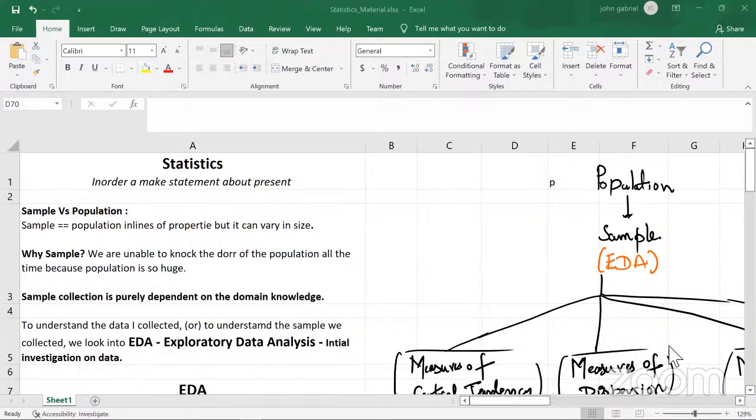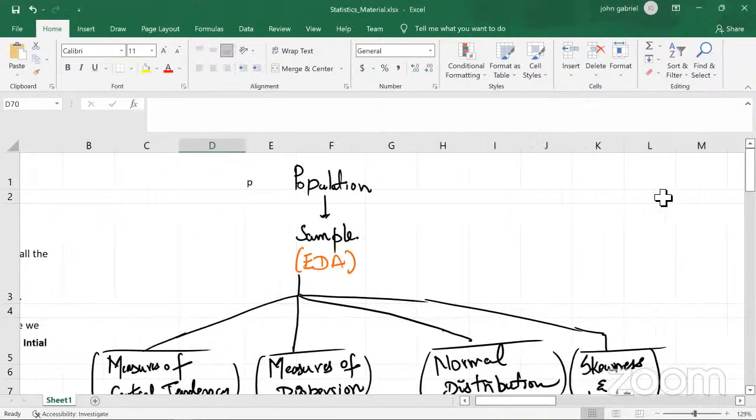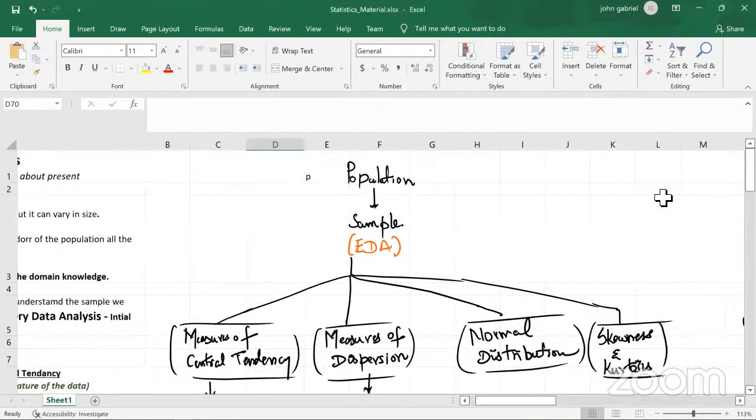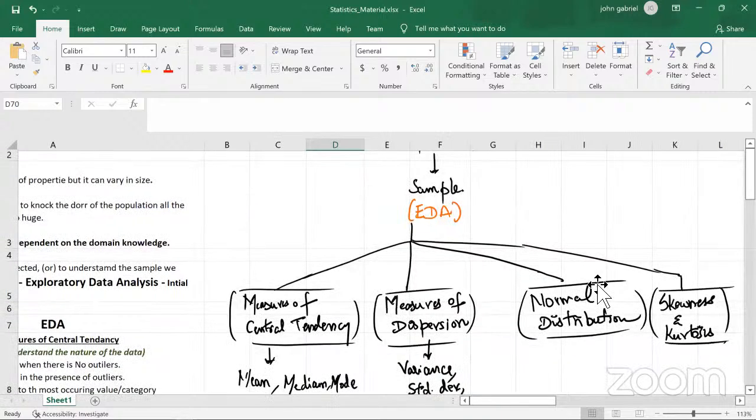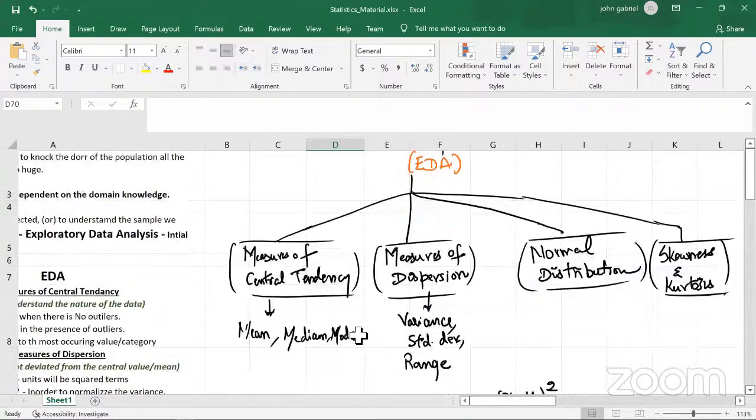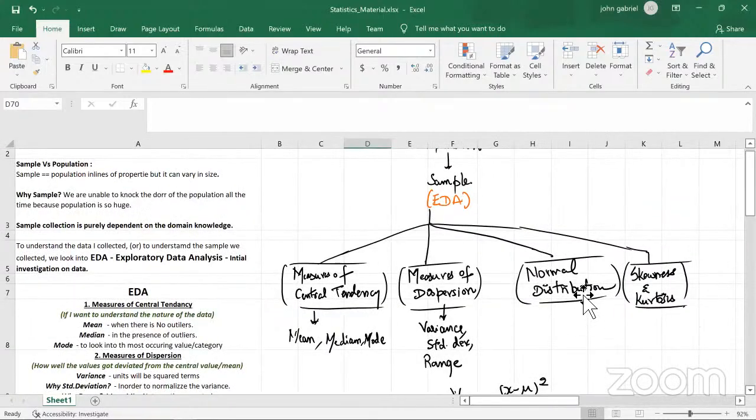Now see this. Here, we got this particular population, right? So we are having our population in our hand. From the population, we are getting some set of samples. So now to understand the sample more, we are going to perform something called EDA, exploratory data analysis. Within this EDA, we are having four things: measures of central tendency, measures of dispersion, normal distribution, skewness, and kurtosis.